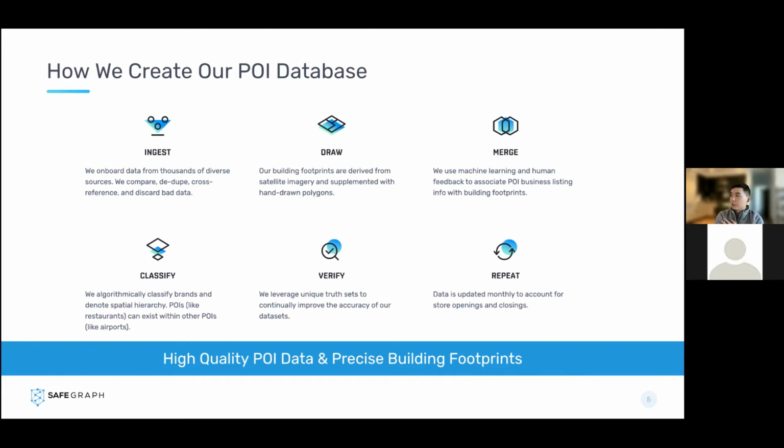sort of human efforts. Of course, there's some complex merging to associate these different sources of data. Again, also leveraging machine learning and also human feedback about accuracy and about our different data sets. Then, as I mentioned before, we had that classification system of the different POIs. So we have an algorithm that classifies different brands and also denotes spatial hierarchy. So if you have a POI that's in a mall or in a strip mall and so forth, those types of hierarchies need to be applied.